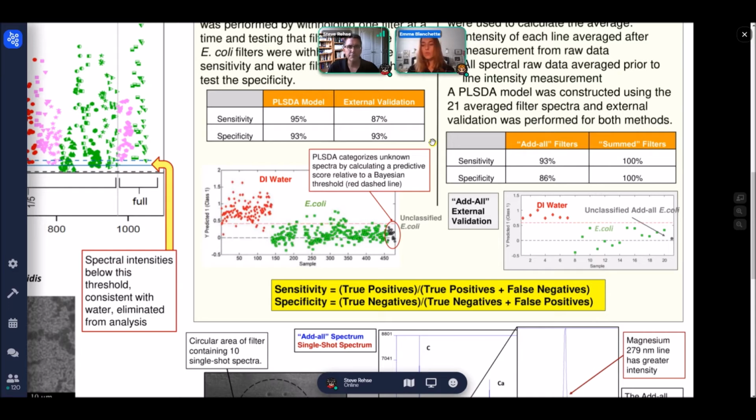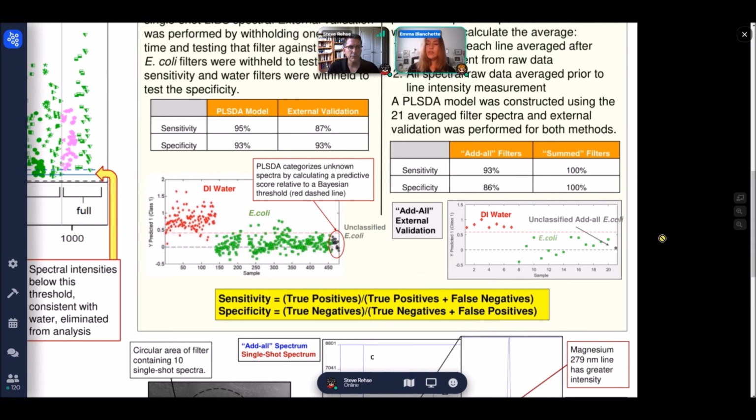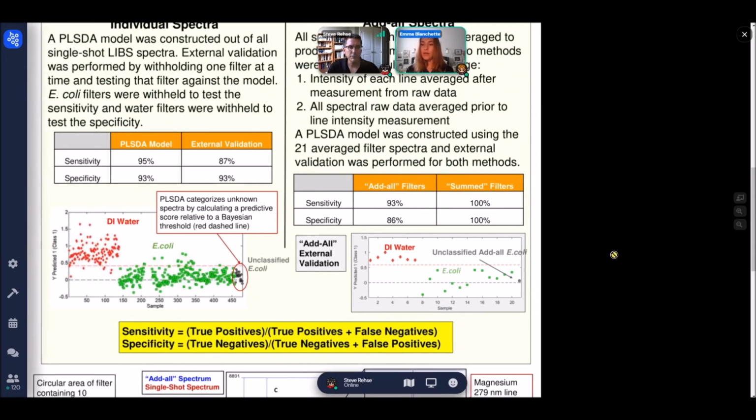Now, we know that when doctors are in the clinic diagnosing someone, they aren't going to want 20 to 30 answers, which is what this analysis gives us. They're just going to want one answer. So this is what motivated our next approach of just summing the spectra together. That is given in this section here. The results are given in the table to the right. And you can see that the sum filters greatly improved the sensitivity and specificity and gave us 100% accuracy in this analysis.